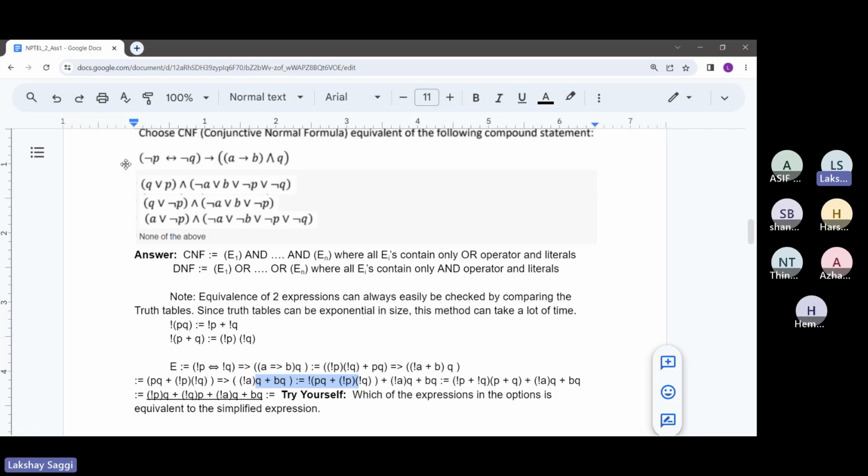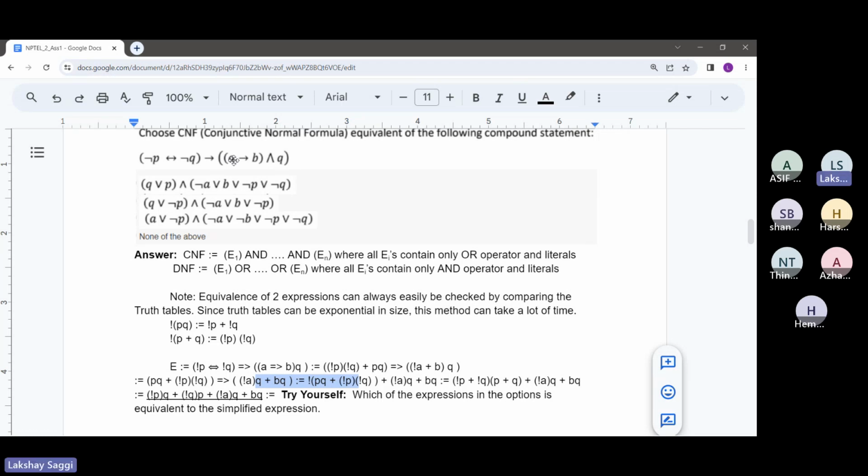So this approach is basically to open up all the parentheses. So this "Q or P" times "not A or B or not P or Q" can just be written as Q times not A plus Q times B plus Q times not P plus Q times not Q. And similarly, this added with P times not A plus P times B. So this will resolve to a DNF form again. This is a CNF form, and it will be converted to a DNF form if we open these parentheses.